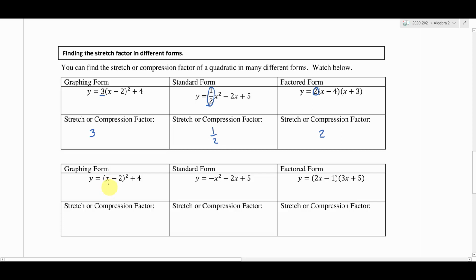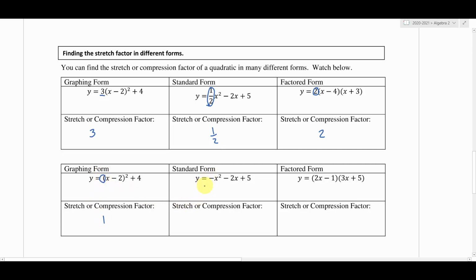Okay, so let's try it again. So this seemed to confuse some people on the tests last week. You'll notice here in our graphing form where we would find our stretch factor, there is no number right here, right? There's nothing in front of the parentheses. And when that happens, we assume that it's a 1. It hasn't been stretched or compressed at all if the stretch or compression factor is 1. Okay, so they don't usually write a number here if it's just a 1.